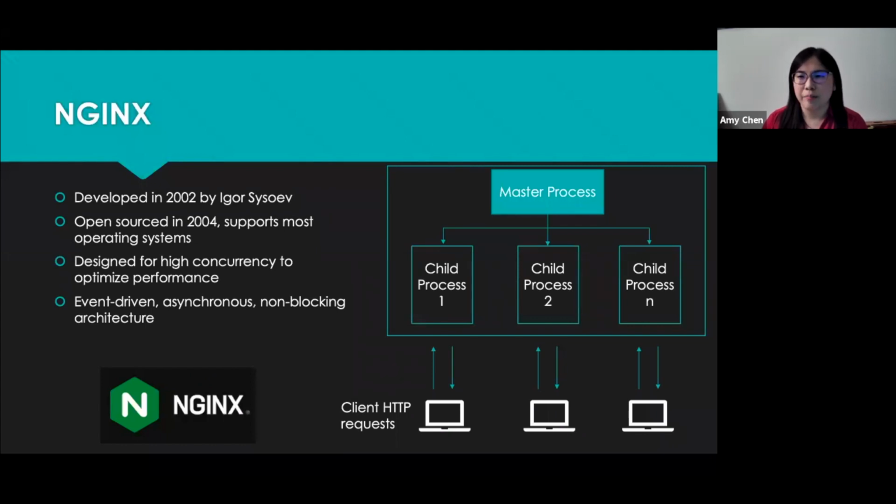I think Apache does edge out NGINX in this dimension. For example, NGINX works with Windows, but I think doesn't run quite as efficiently. But NGINX is really designed for high concurrency, so being able to handle many simultaneous requests at the same time in order to optimize performance. And so it is structured using an event-driven, asynchronous, and non-blocking architecture.